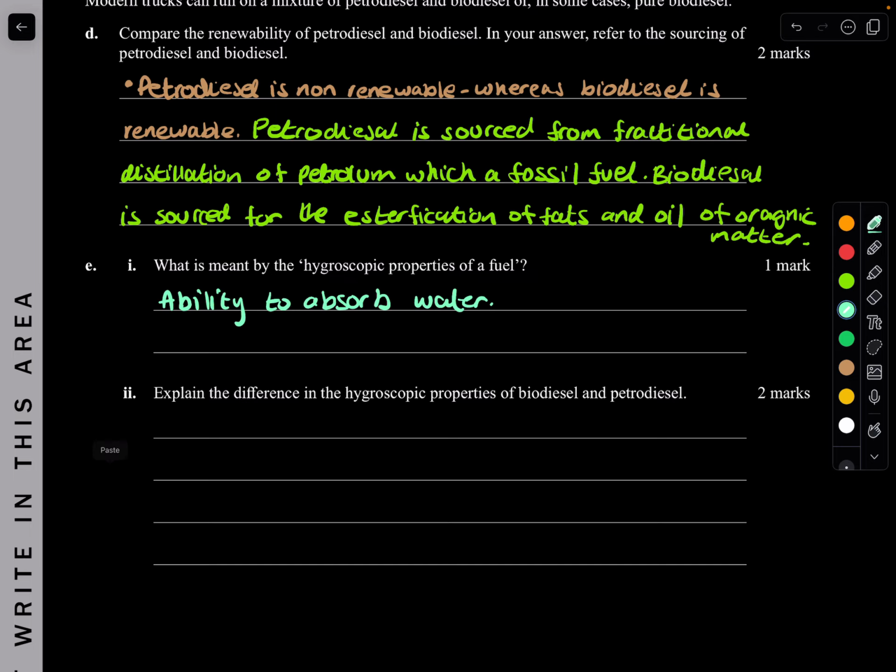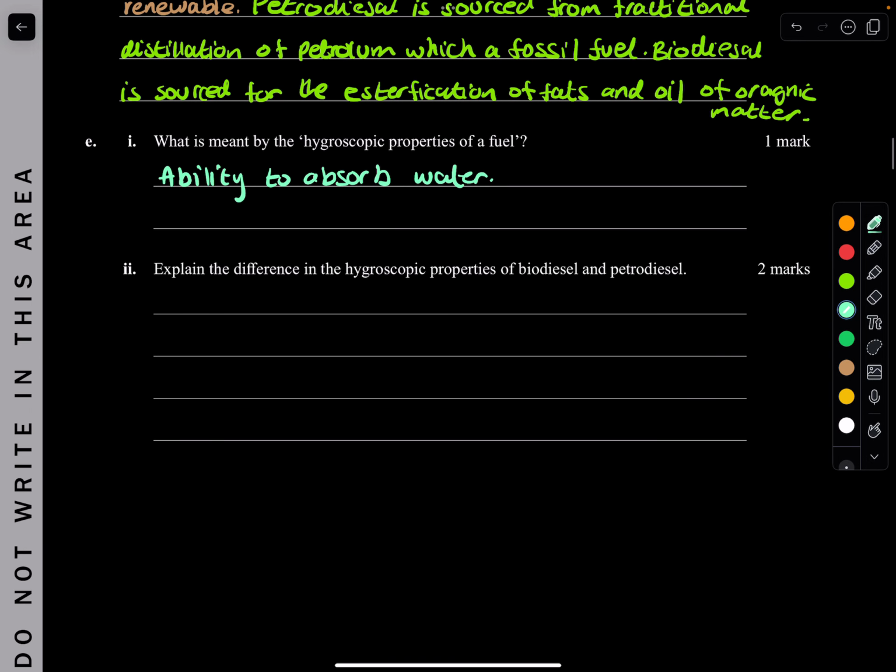Beautiful. Explain the difference in the hygroscopic properties of biodiesel and petrodiesel. This is what we just talked about. Remember, biodiesel is more hygroscopic than petrodiesel because of that ester group that makes it slightly polar and hence attracts water. Petrodiesel is totally non-polar. It's just a straight chain of non-polar and only has dispersion forces, so it does not attract anything. So that's why it's very efficient. Petrodiesel is much more efficient than biodiesel. So that's what we're going to write.